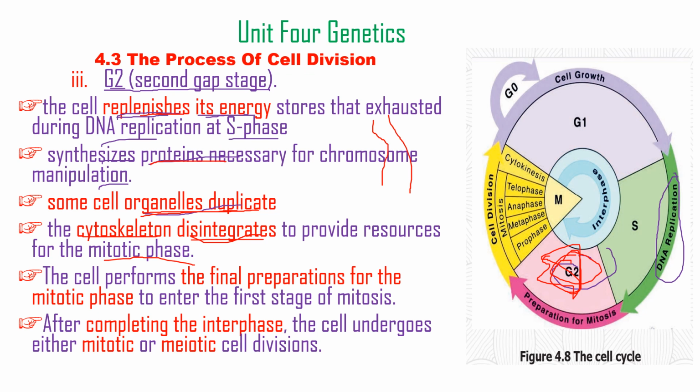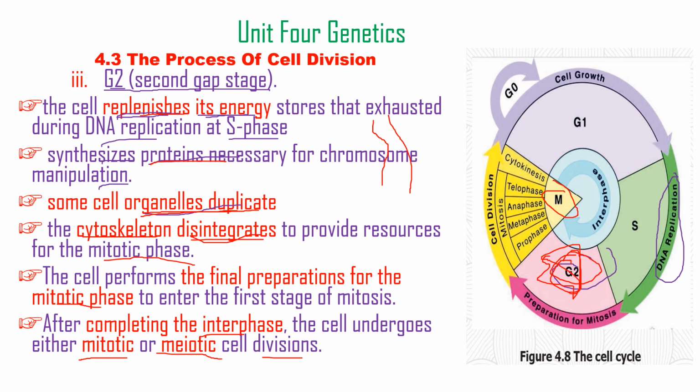So the cell performs the final preparations for the mitotic phase. This happens in the G2 phase. After completing the interphase, the cell undergoes either mitotic or meiotic cell division. So after G2 phase finishes, the cell goes to the M phase.